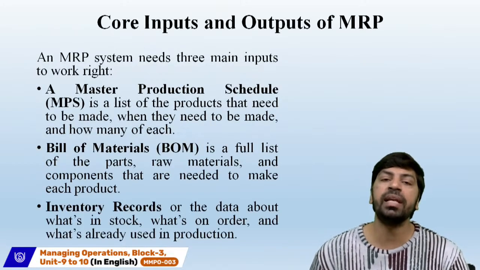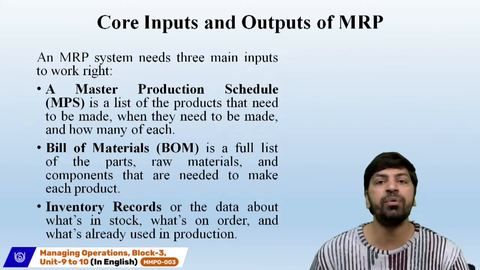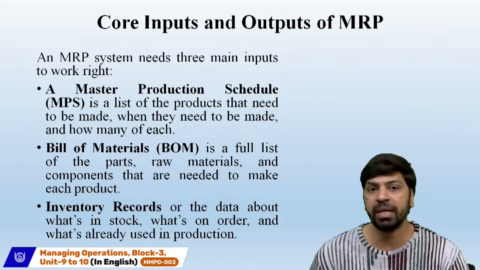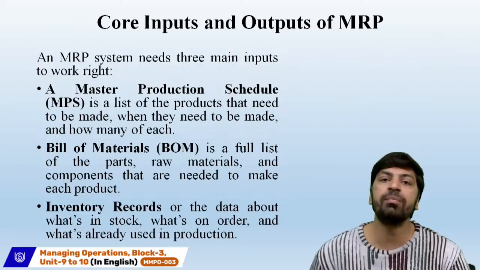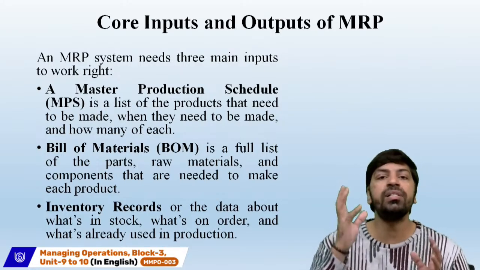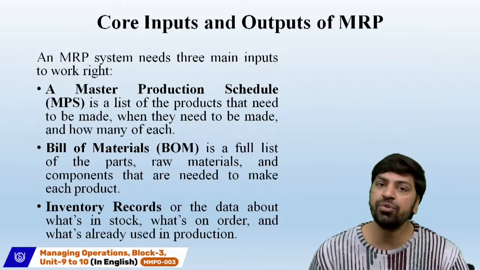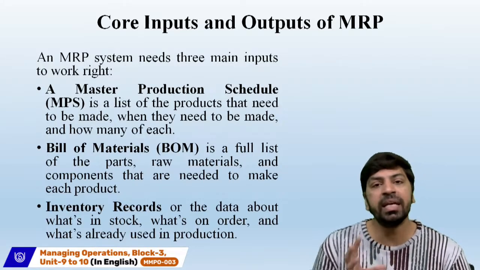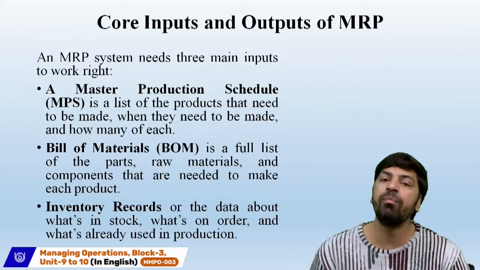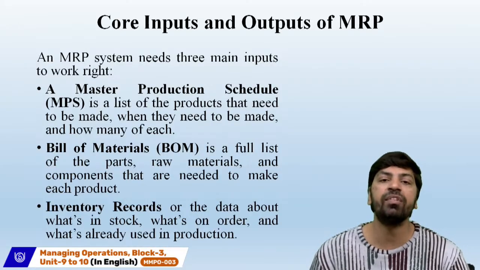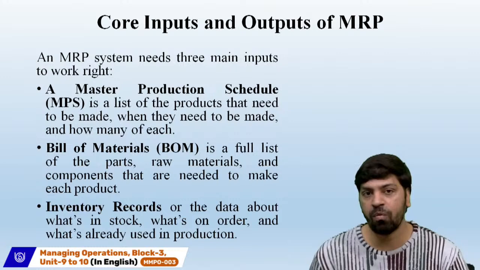Next section is the core inputs and outputs of the MRP. The first one is the master production schedule, called MPS. It refers to a list of products that need to be made, when they need to be made, and how much or how many of each product are required.